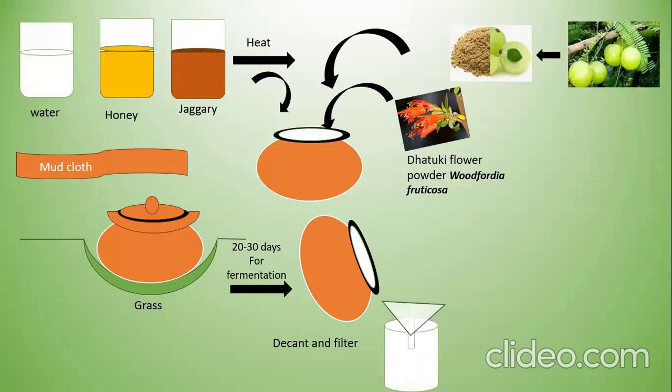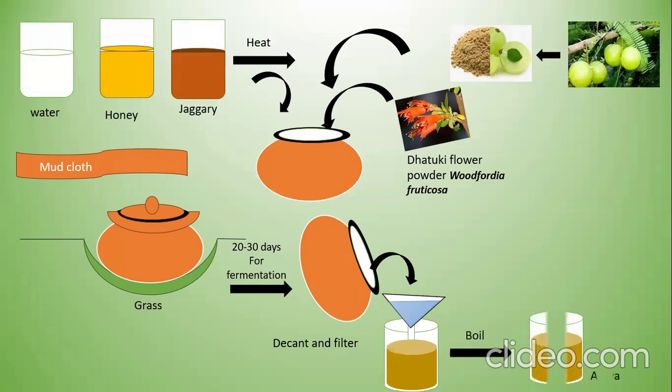Here, take a funnel, place a filter paper over it, and then filter. So you get the fermented liquid. Then boil this liquid. After boiling, you get the final liquid. This is the simple method of preparation of asava.